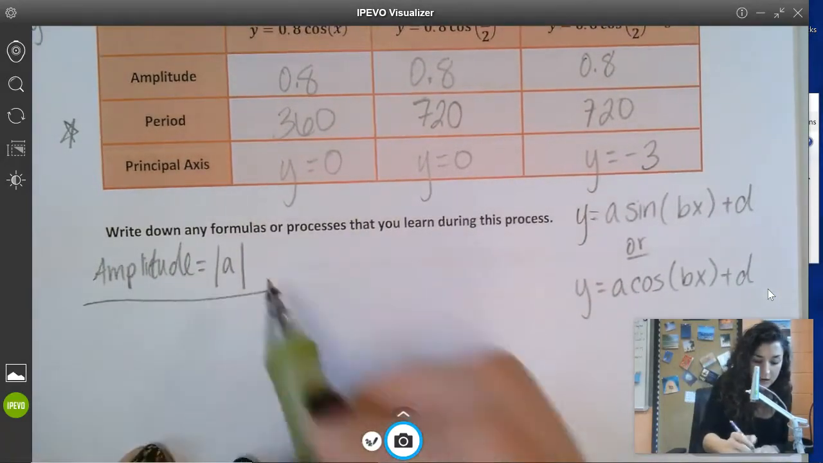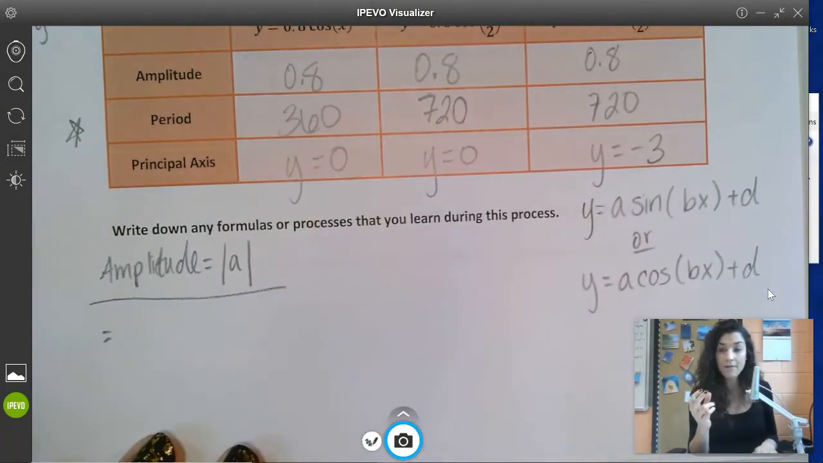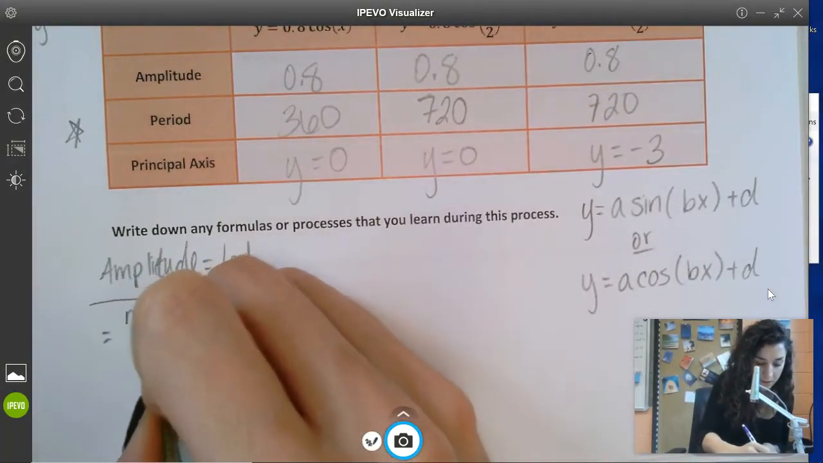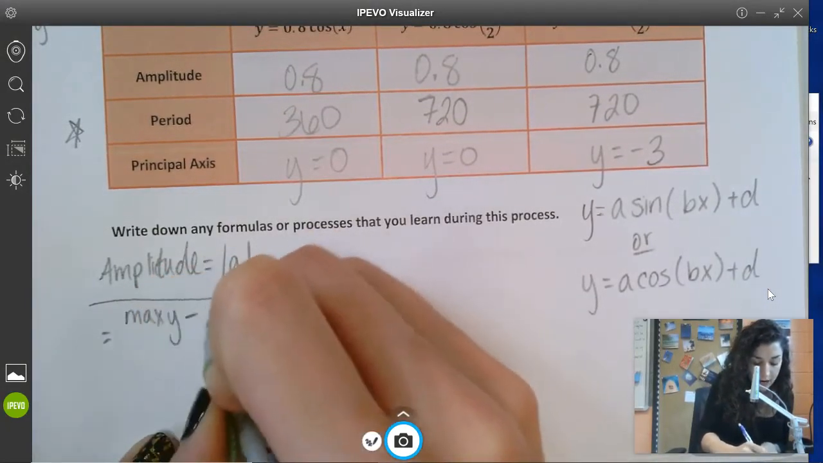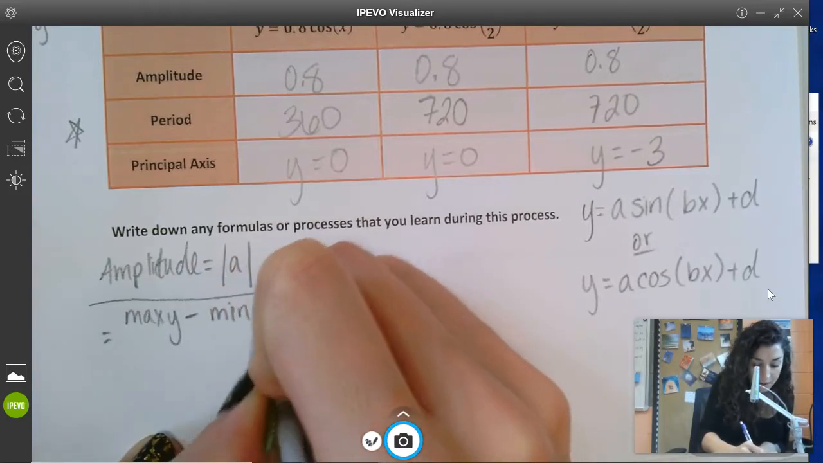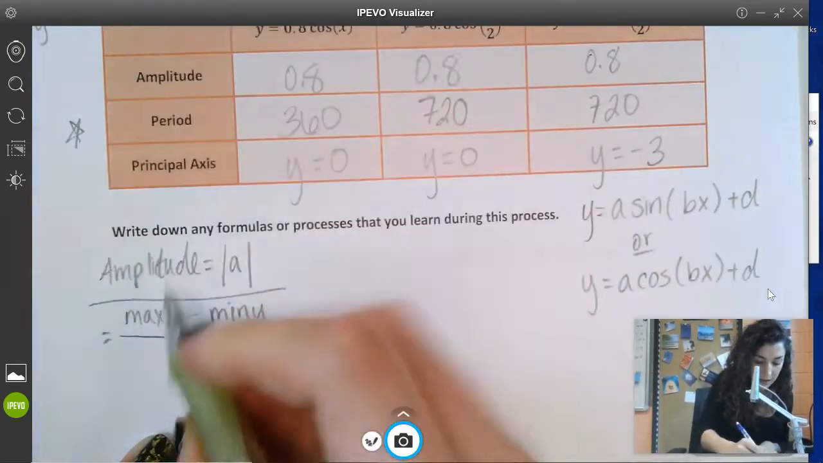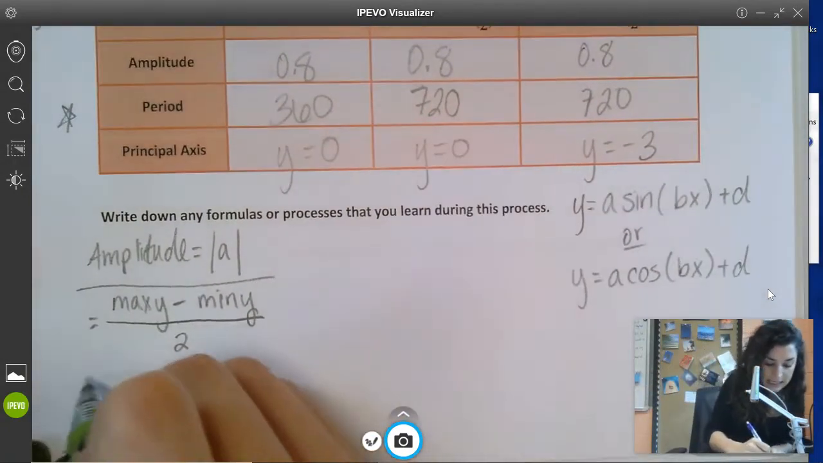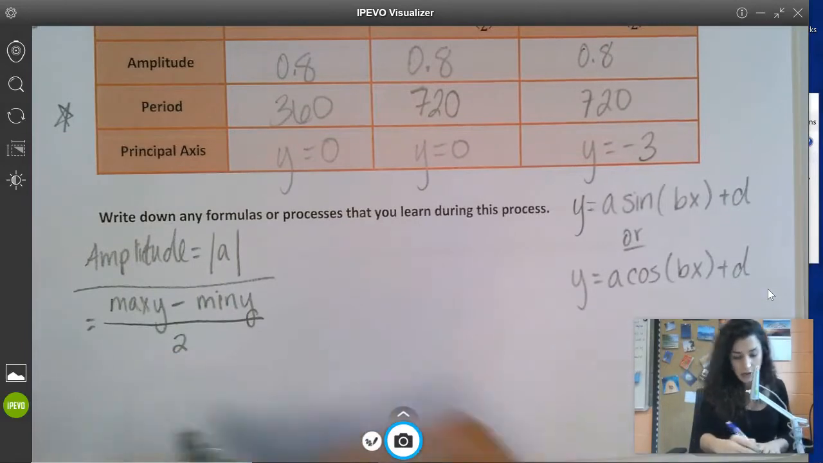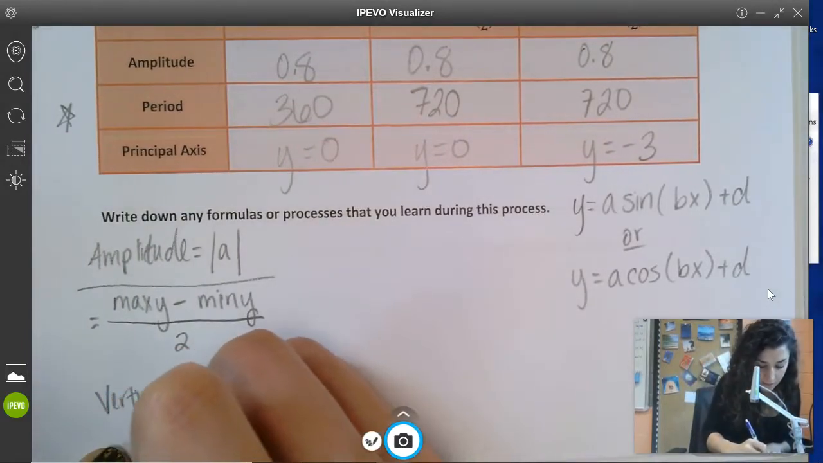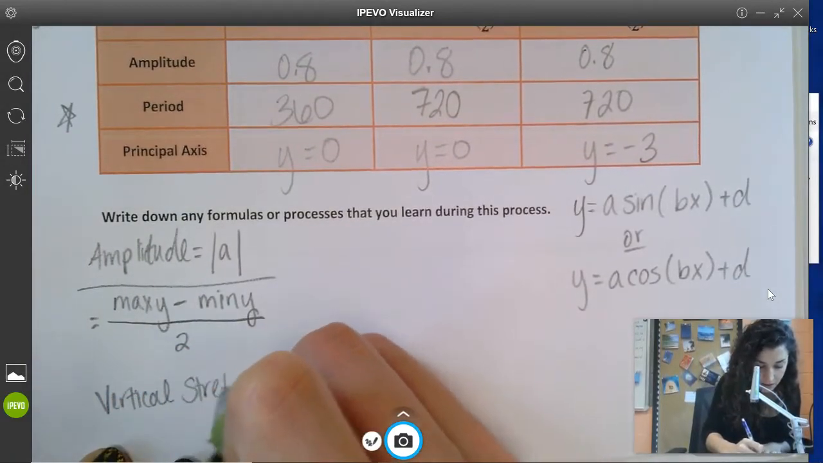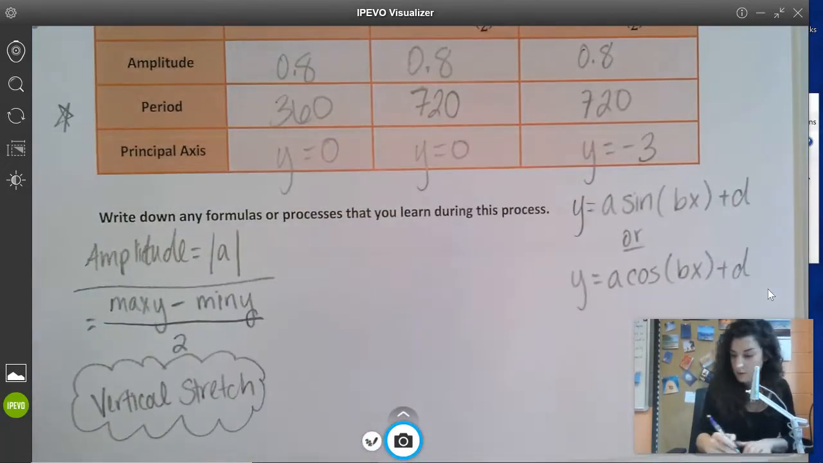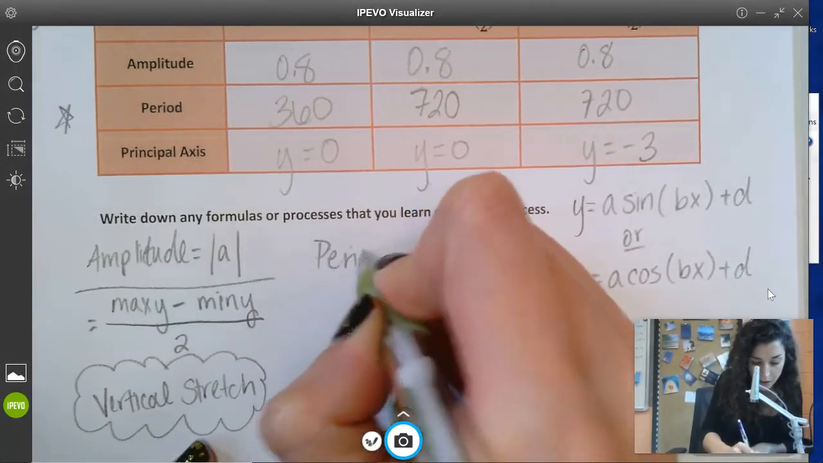Now, if you were looking at it on a graph, it's your Y values, remember, and it's from your maximum Y value, subtracting out your minimum Y value and then dividing by 2, right? It's that total height divided by 2. And the idea is that it's the vertical stretch of the graph. The amplitude is your vertical stretch of the graph. Okay.